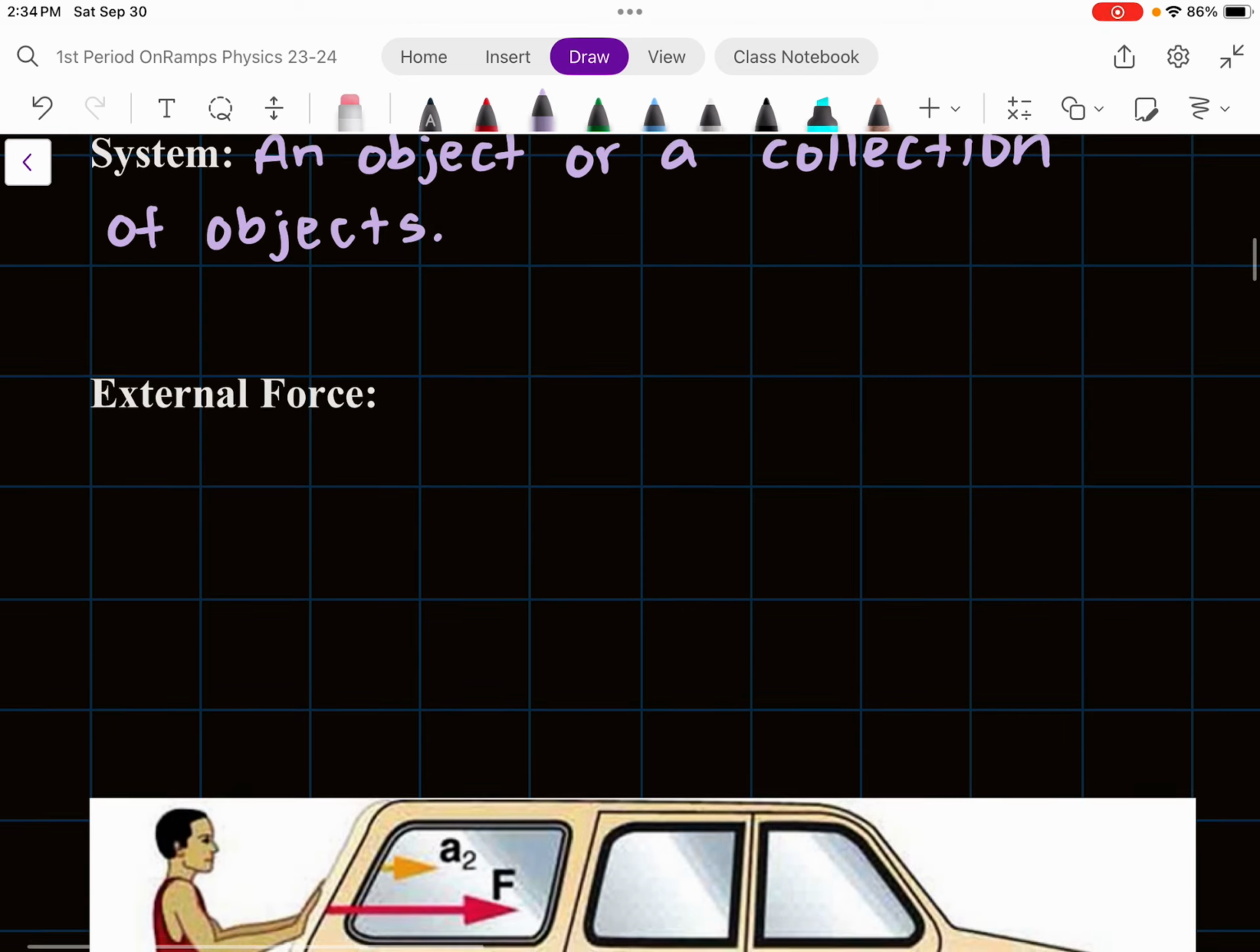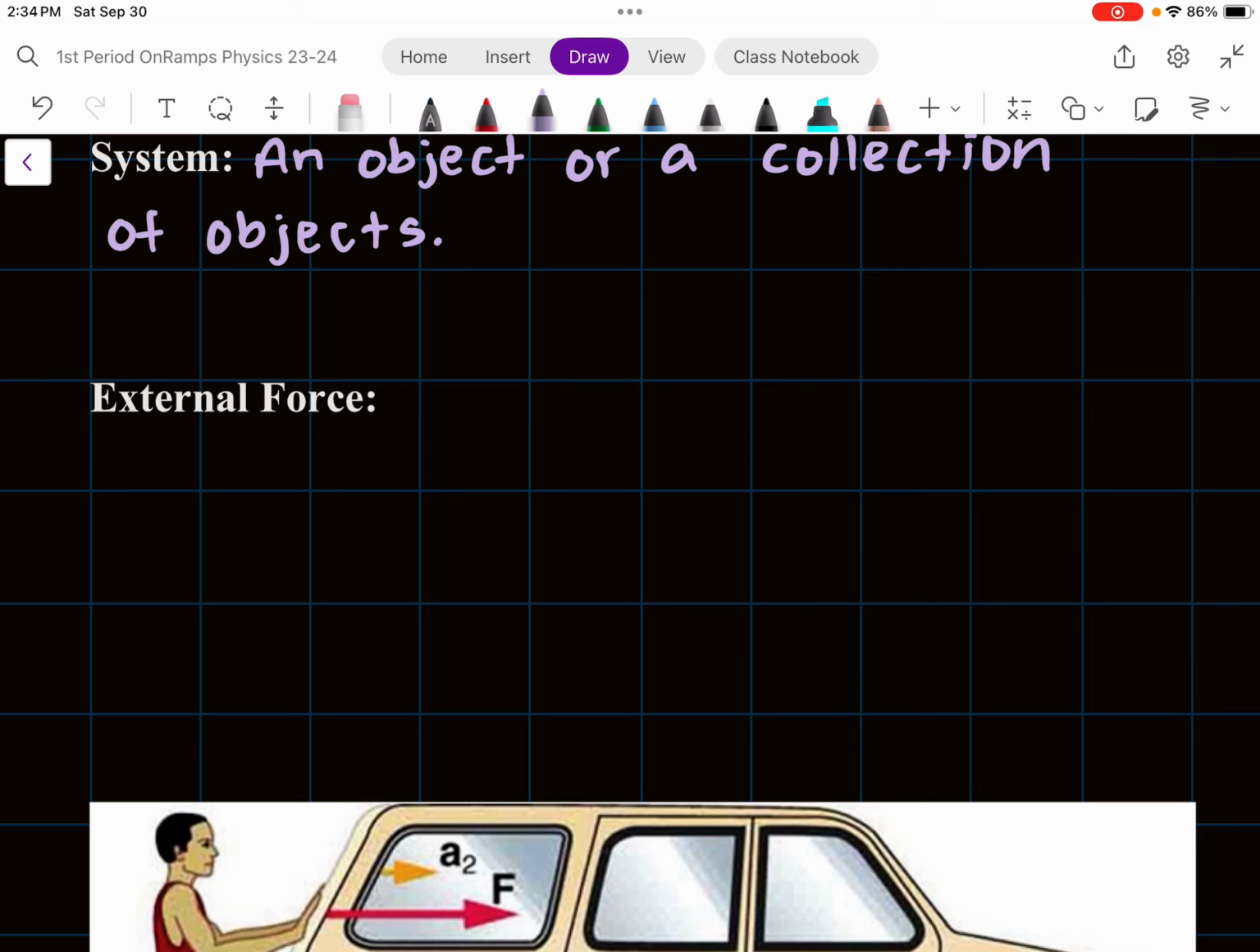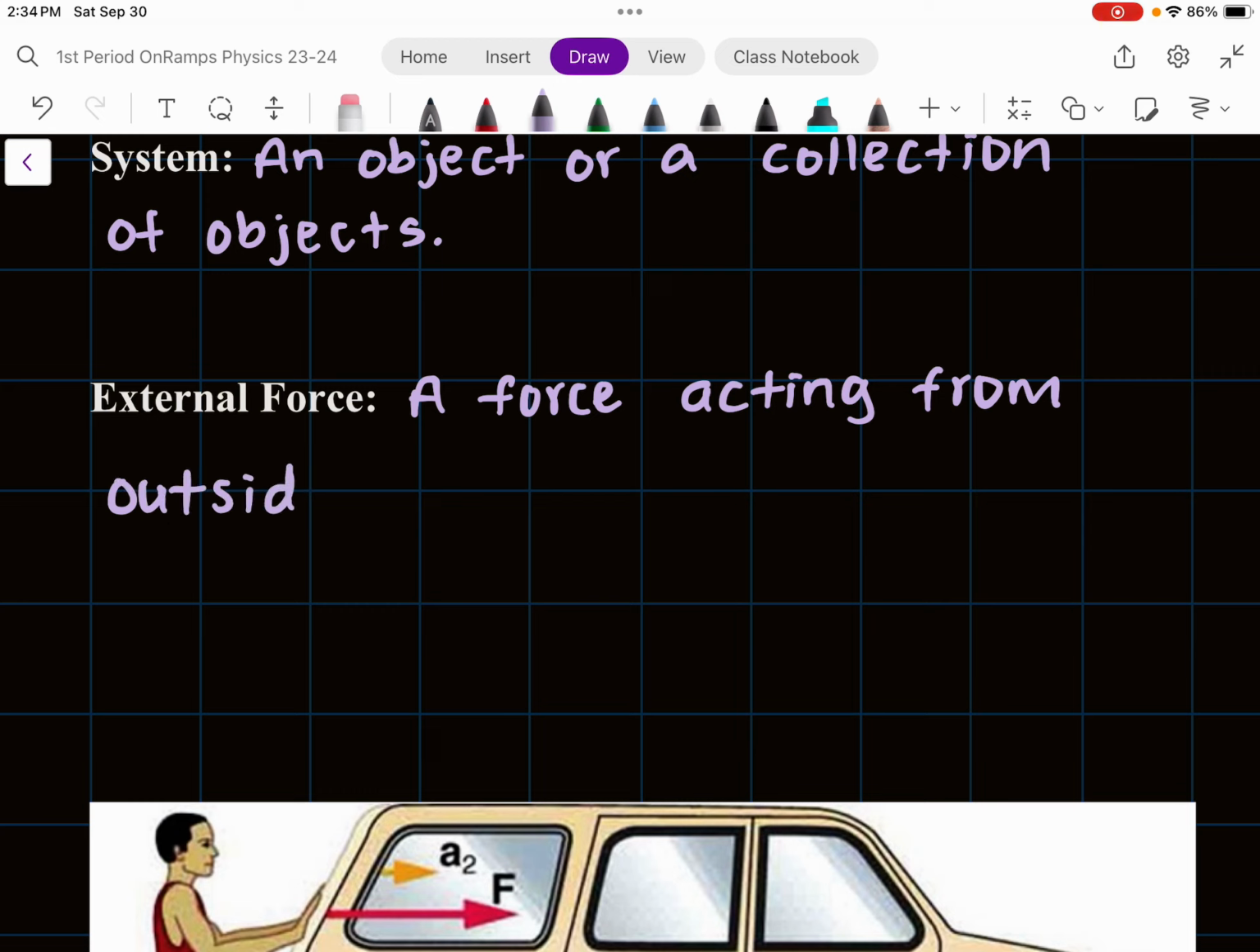What is an external force? Well, it's simple. Use your intuition. It's a force external to the system. In other words, a force acting from without or from outside the system.